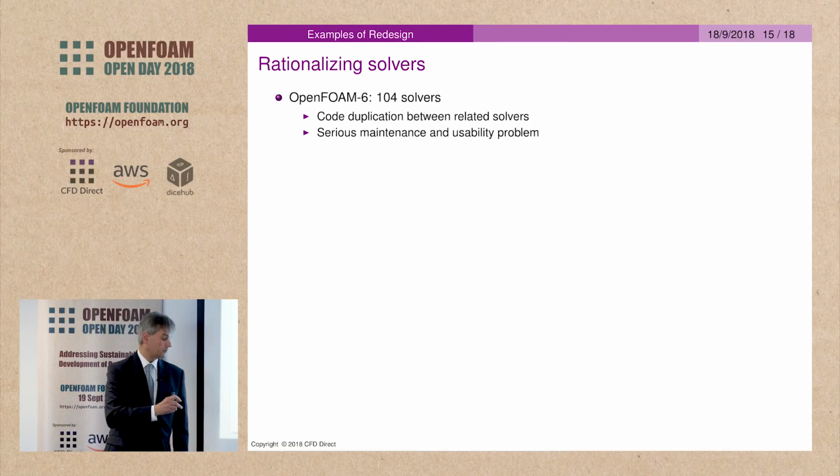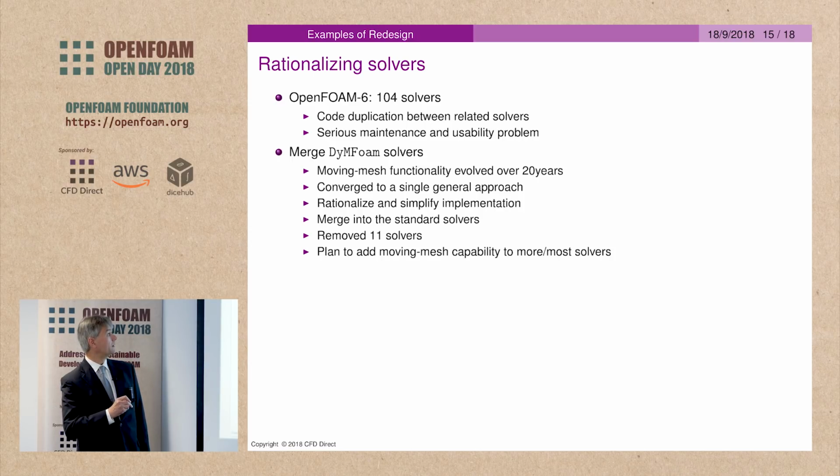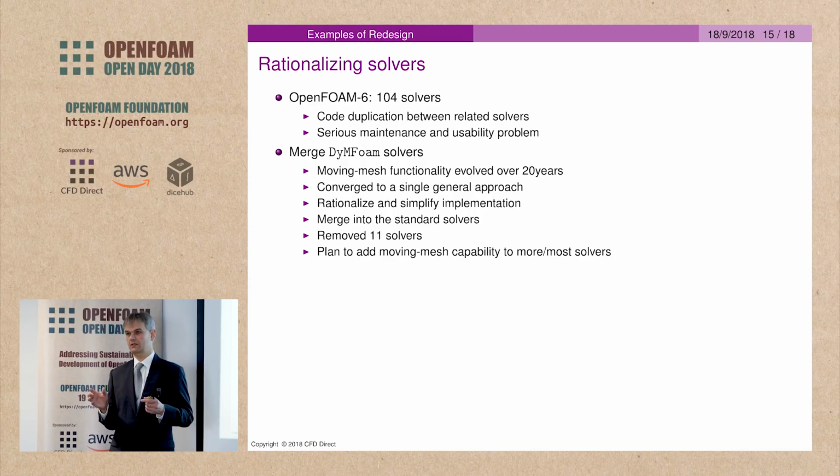I mean, we have a lot of code duplication between closely related solvers. We have a serious maintenance usability problem. So what can we do? Well, I take this as an example. Moving meshes used to be a specialization, where you have solvers to do static systems and moving systems. We had a smallish number of cases that needed moving mesh capability and a very limited range of physics that needed it. That's not happening these days.